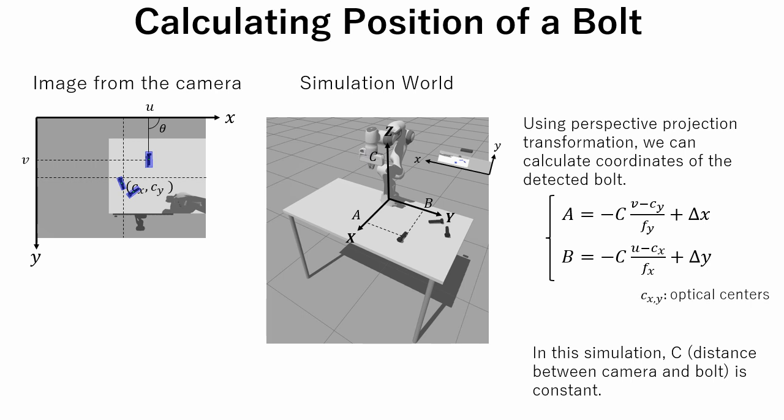Here, Cx and Cy are optical center. Fx and Fy are focal distances. By subtracting from U and V optical center, we convert image coordinates to camera coordinates. Then, by dividing it by focal length and multiplying by c, which is the z-coordinate of a camera, we can obtain coordinates of a bolt on the table surface. Since the camera is displaced by delta x and delta y from the center of simulation world coordinate system, by adding these values we can obtain bolt coordinates.